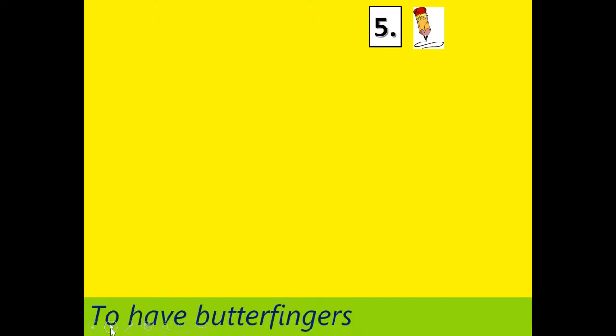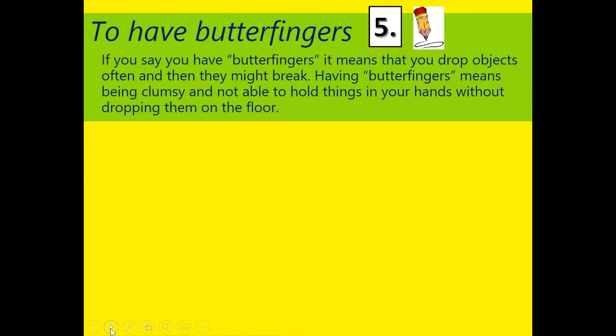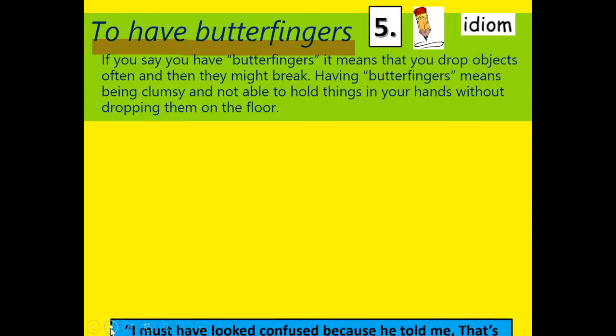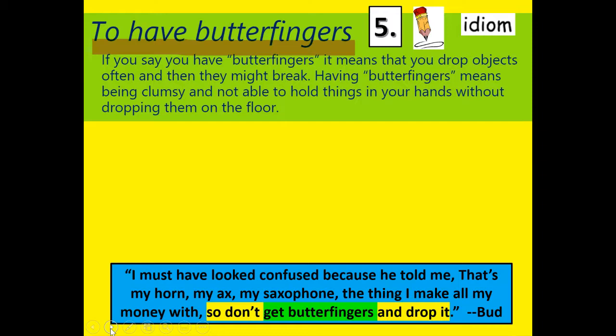All right, number five. To have butterfingers. So write to have butterfingers. It's an idiom, and to say you have butterfingers means you drop objects often and then they might break. Having butterfingers means being clumsy and not being able to hold things in your hands without dropping them on the floor.